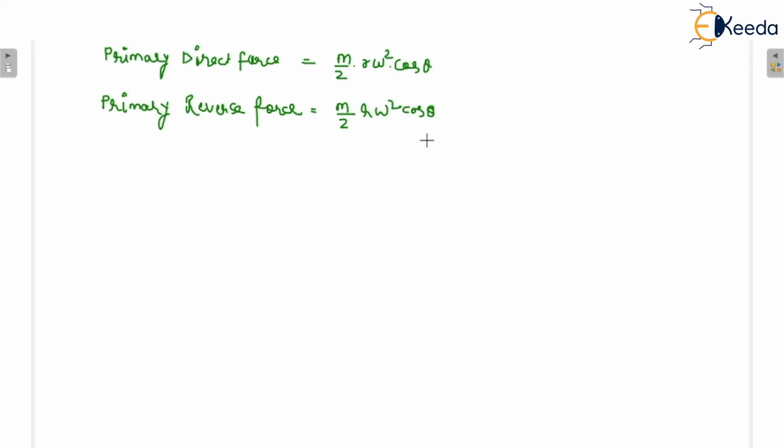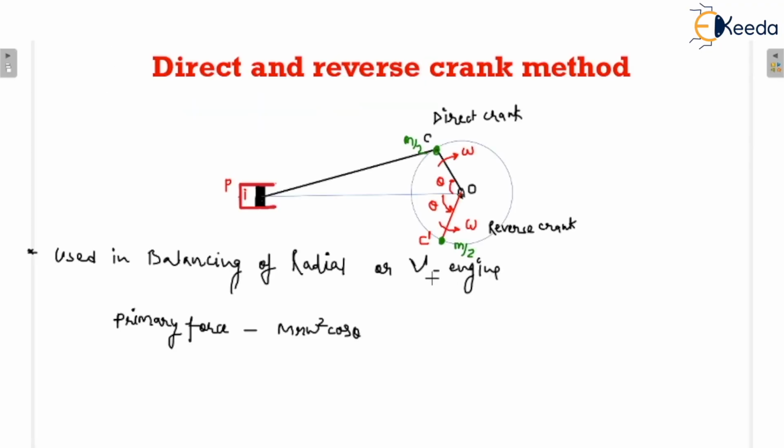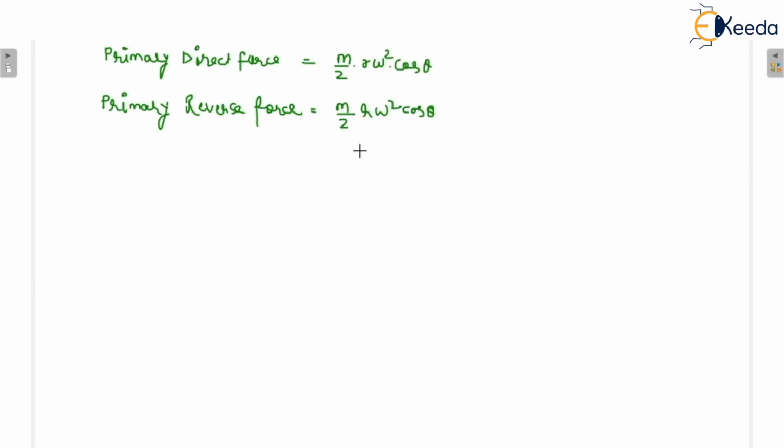So hence for primary effects, the mass m of the reciprocating parts may be replaced by two masses at C and C dash, each of magnitude m by 2. Okay, we have divided mass at C and C dash. So this is the primary direct force and the primary reverse force.